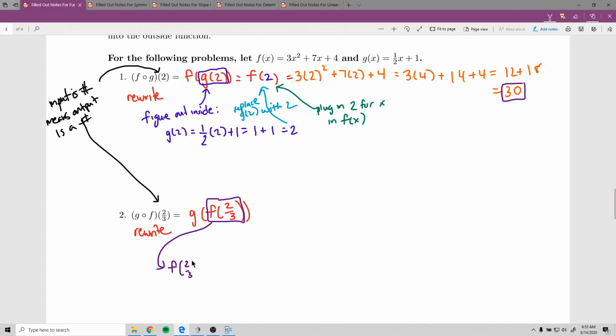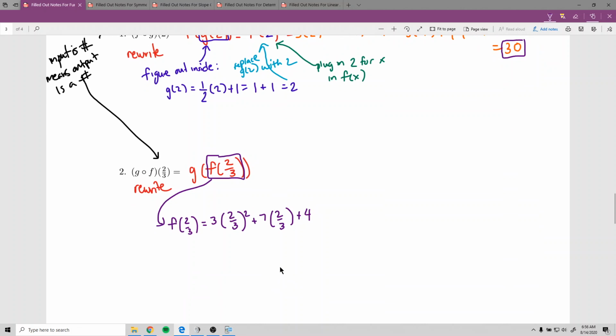F of 2/3. We got 3 times 2/3 squared plus 7 times 2/3 plus 4. Right, and because of the fractions, this will probably take a little more time than the other, but we square the thing first. We got 2 squared is 4 over 3 squared, which is 9, plus 7 times 2/3. If you write 7 as 7 over 1 and make it multiplication, 7 times 2 is 14 over 1 times 3 is 3, plus 4.